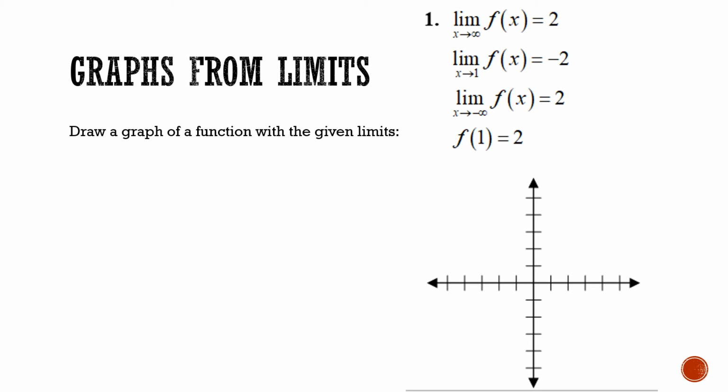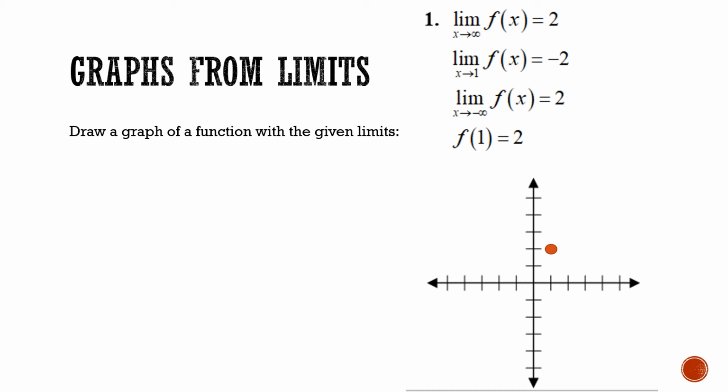If it was me, I typically start with the f of whatever statement because I know for sure what that is. So I'm going to start with f of 1 equals 2, because I know for sure that's going to be the point (1, 2). So I plot that point. After that, I just start working my limit statements.